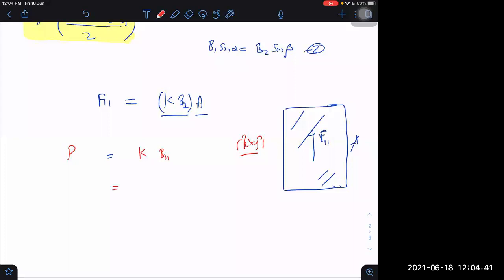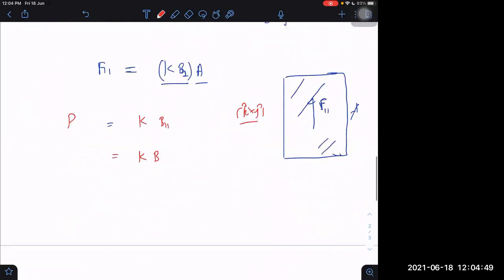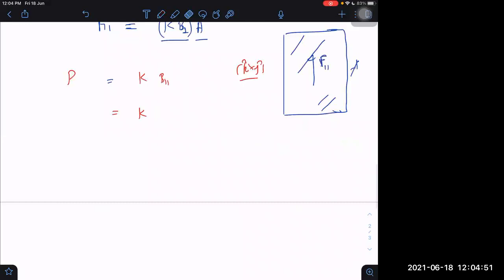So we are getting it as k into b. What is the b parallel value, by the way? b parallel we are writing as b1 cos alpha plus b2 cos beta, divided by 2. That is the pressure value.